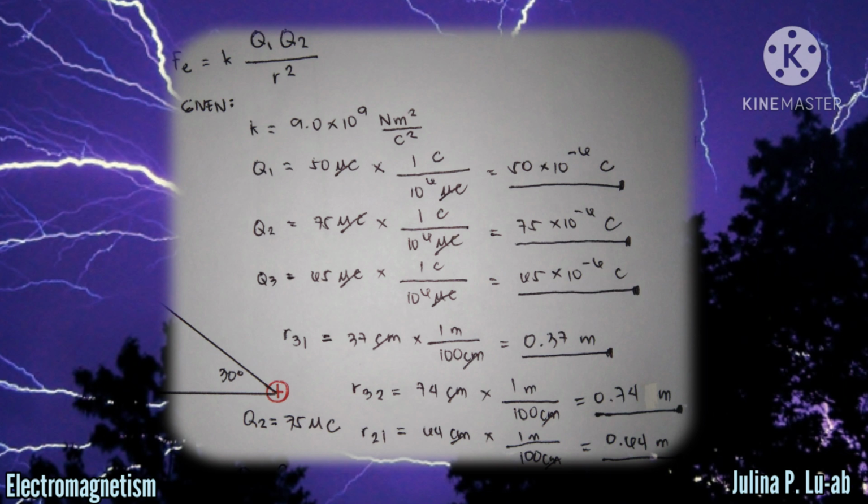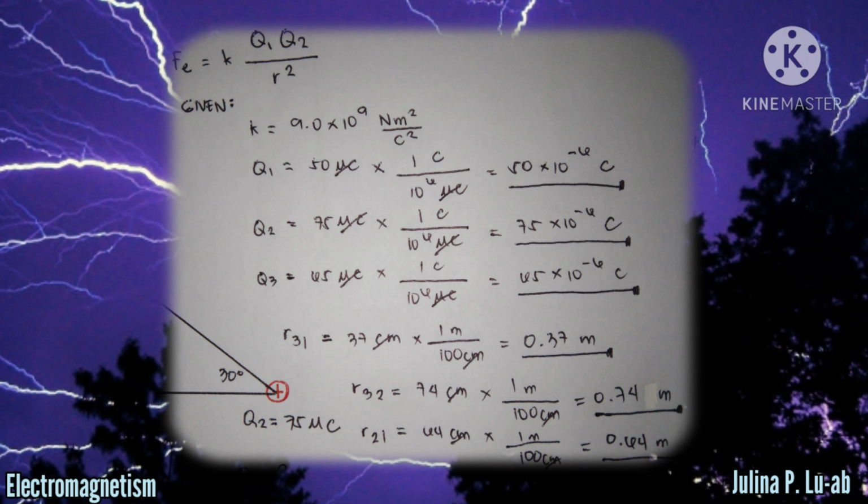And we have the distance of separation between charge 3 and 1, which is 37 cm. We need it in meters, so we converted it, and we have 0.37 meter. From 2 to 3, we have 74 cm, converted to meters, 0.74 meter. And from 1 to 2, we have 64 cm, so we convert it, and we have 0.64 meter.